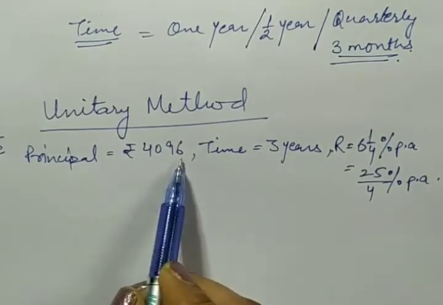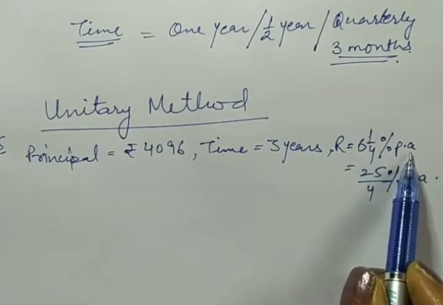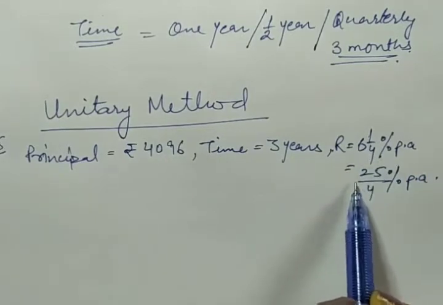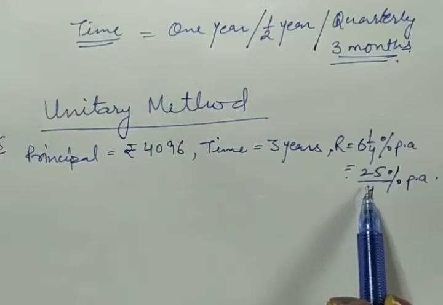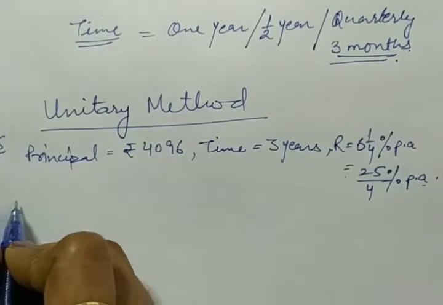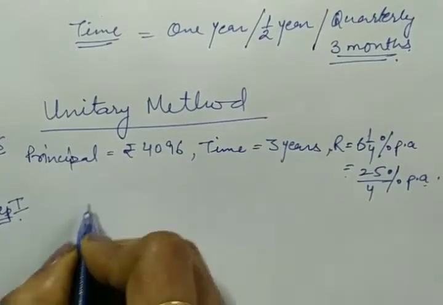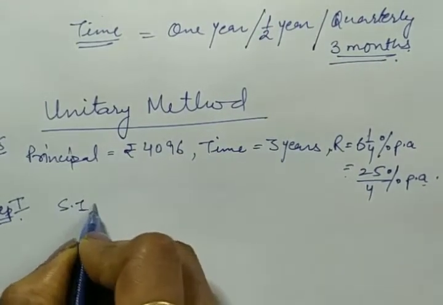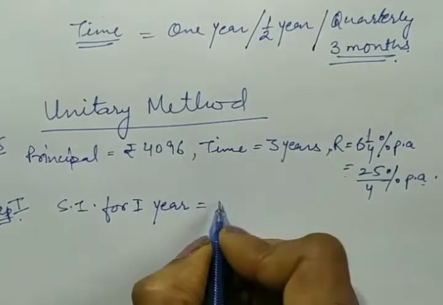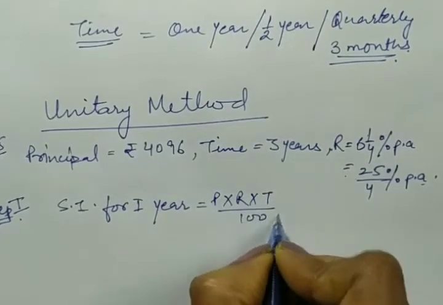Principal is rupees 4096, time is given, that is 3 years, and the rate of interest that is given 6 1/4% per annum. We have converted this mixed fraction into improper fraction, so the rate of interest will be 25/4% per annum. Now in unitary method there are some steps. The first step, in this you have to find the simple interest for first year, and the formula is principal into rate of interest into time divided by 100.